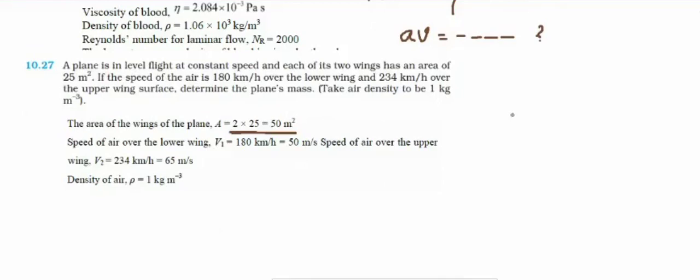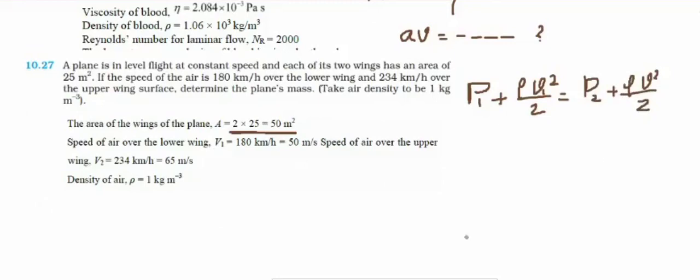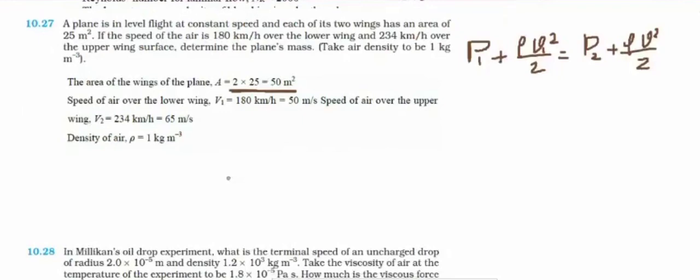Okay, so again here also we have to apply Bernoulli's theorem. We have P1 plus rho V1 square by 2, the height difference you can neglect, is equal to P2 plus rho V2 square by 2. So from this equation you can find the value of P1 minus P2. Pressure difference you can calculate.